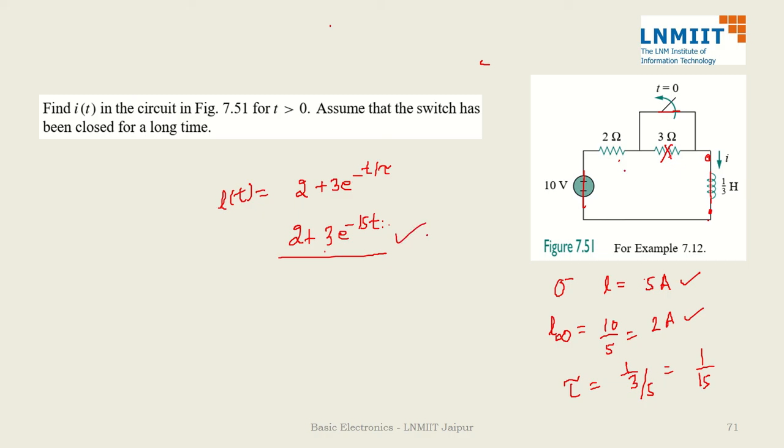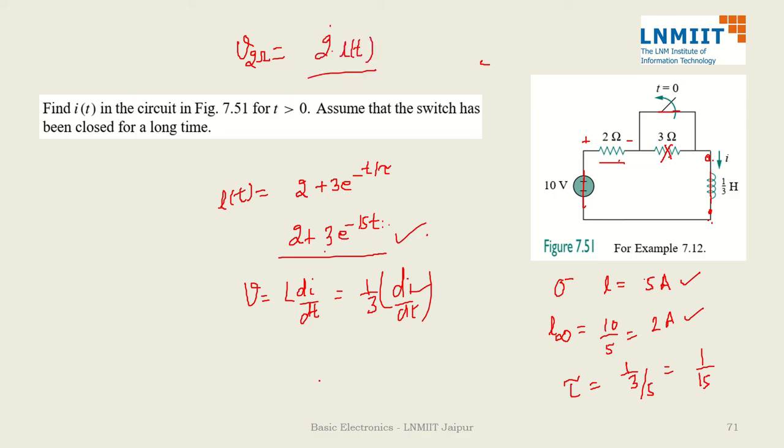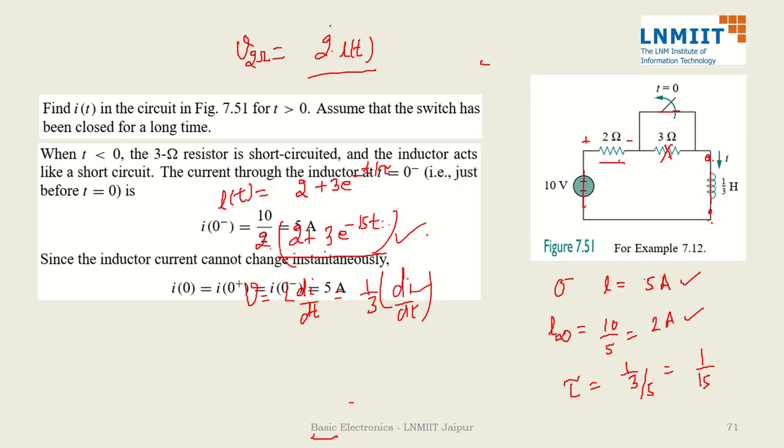If I ask you what is the voltage across inductor at any given time, so voltage will be L di by dt. Simply multiply this current with L. L is 1 by 3, and take di by dt. If I ask you what is the current or voltage across this 2 ohm resistor, so voltage across 2 ohm resistor is 2 into inductor current. So this equation will be multiplied with 2. So similarly we can find any other circuit quantity.